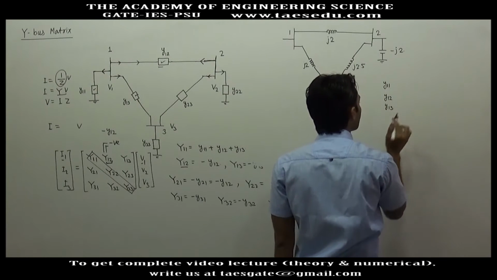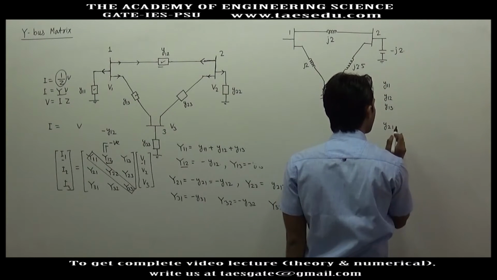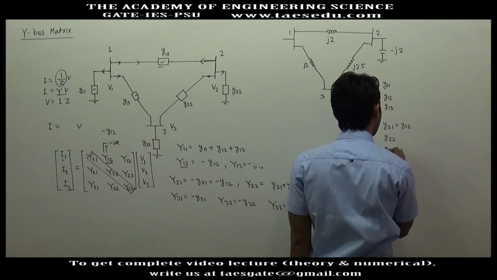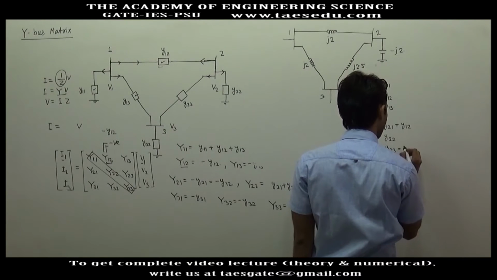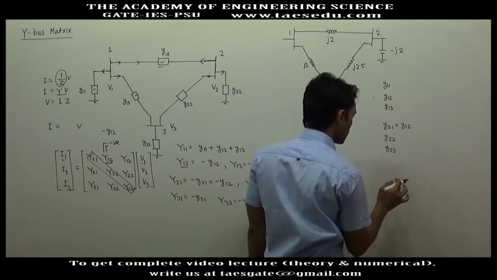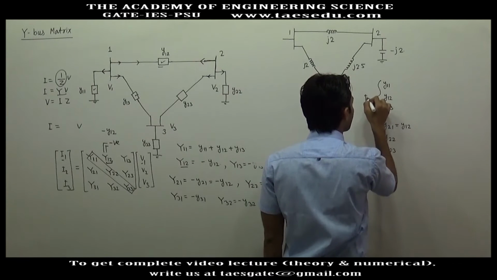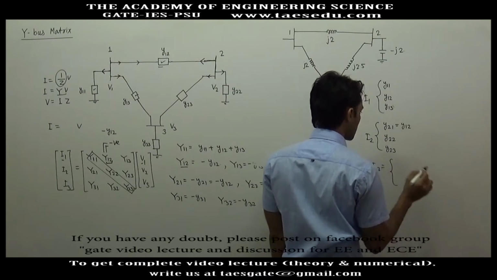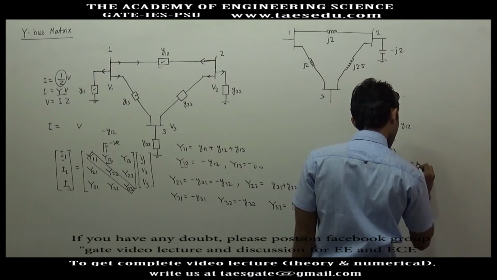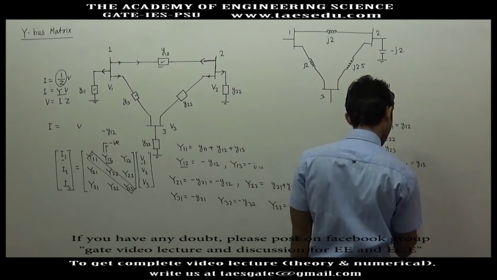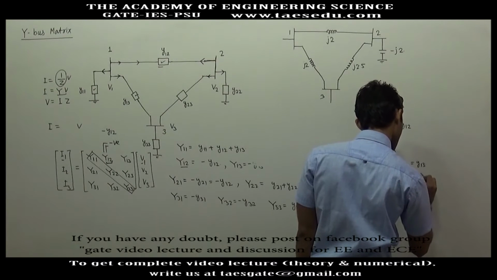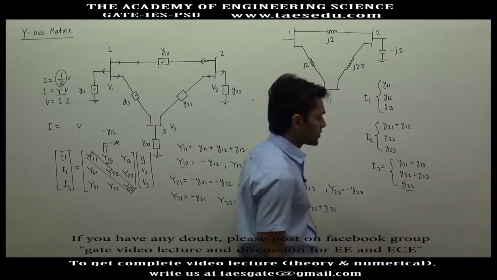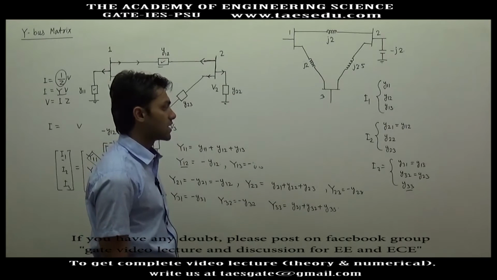This is for I1, and for I2 you need small y21, which is nothing but small y12. Then you need y22, y23. Y23 is also equal to, okay, I will write later. This is for I1, this is for I2, and for I3 the quantities are y31, which is also equal to y13, y32, which is equal to y23, and y33, which is nothing but the shunt element, the admittance of the shunt element connected at bus 3.